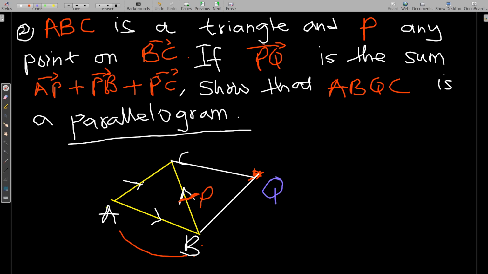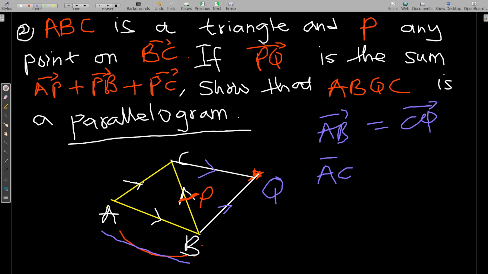So if this is supposed to be a parallelogram, then CQ should be the same as AB. Also AC is parallel to this for a parallelogram, so AC should also be equal to BQ. So these are what we are supposed to prove. If you're able to prove these two, then indeed ABQC is a parallelogram.